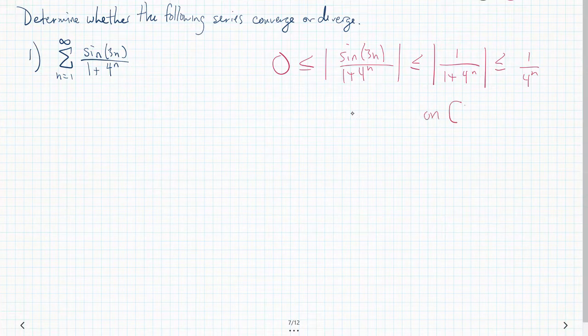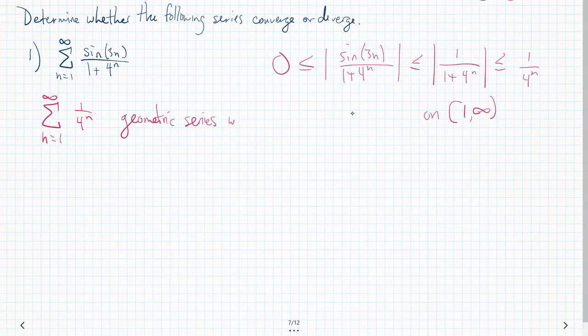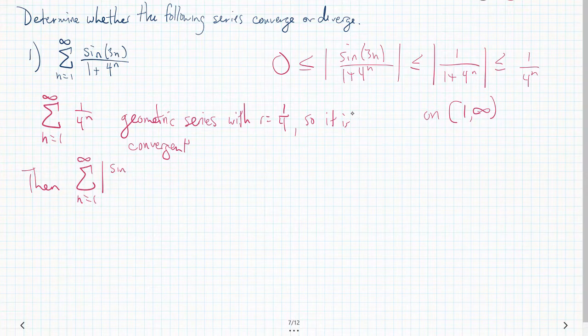So this thing happens on the interval 1 to infinity. Why is that so important? Well, we know that the summation n equals 1 to infinity of 1 over 4 to the n is a geometric series with r equal to 1/4. So it is convergent. So that happens, then that means the summation n equals 1 to infinity of the absolute value of sine of 3n over 1 plus 4 to the n is convergent by the comparison test.